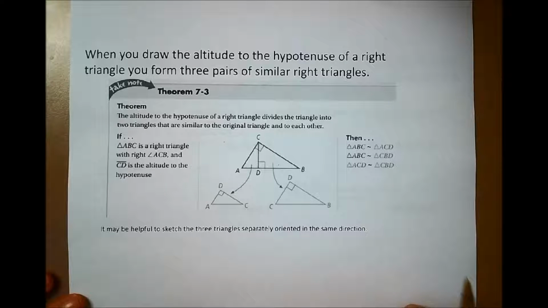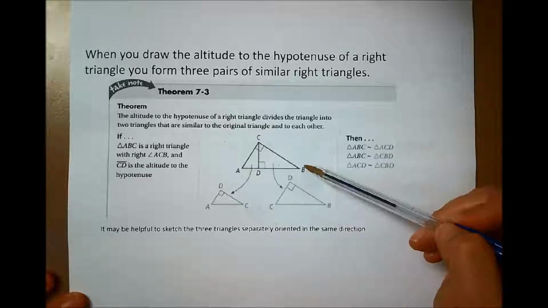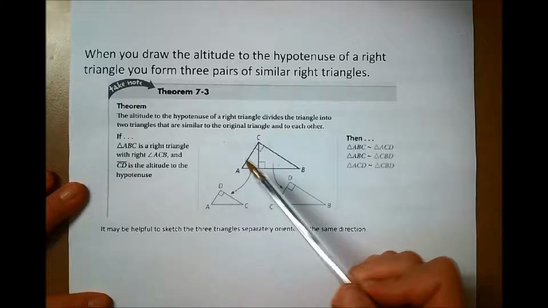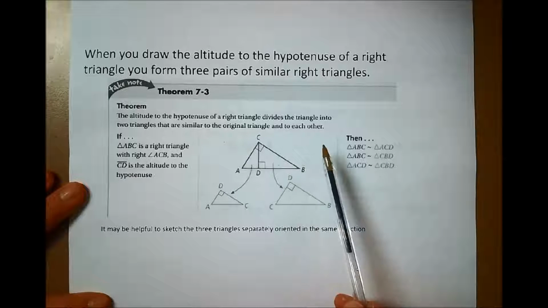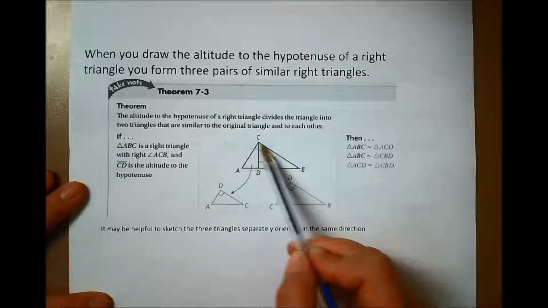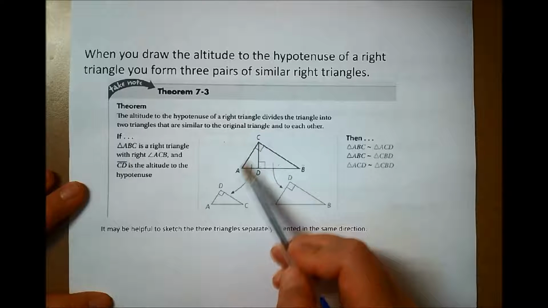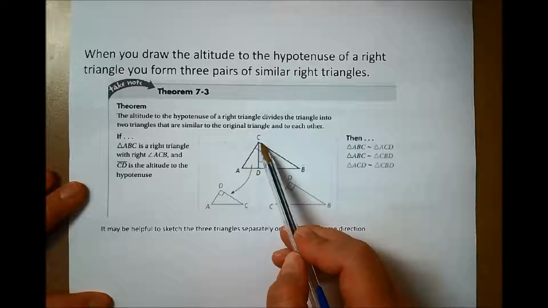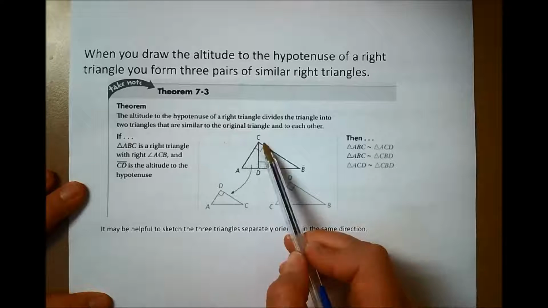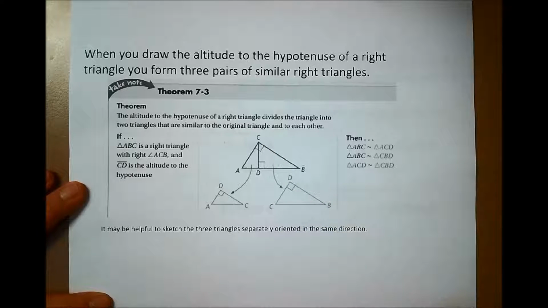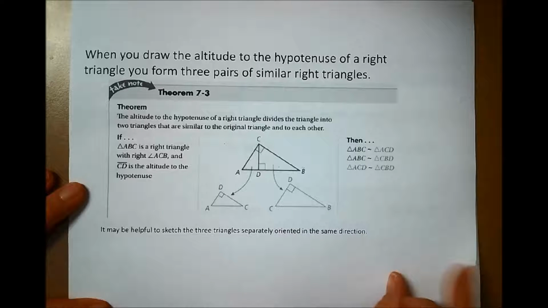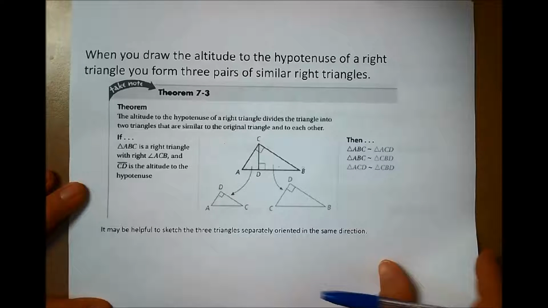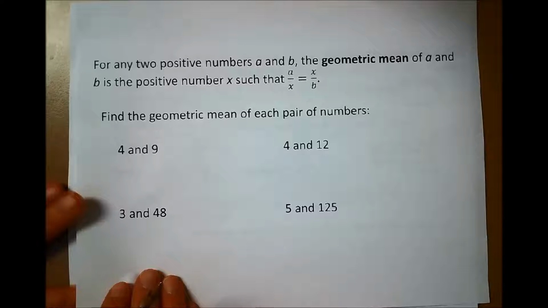Okay. When you draw the altitude to the hypotenuse of a right triangle, you form 3 pairs of similar right triangles. That's what this theorem says. It says that this triangle will be similar to this triangle and this triangle, and that this triangle will be similar to this one. It may be helpful to sketch the 3 triangles separately, oriented in the same direction, to figure that out.